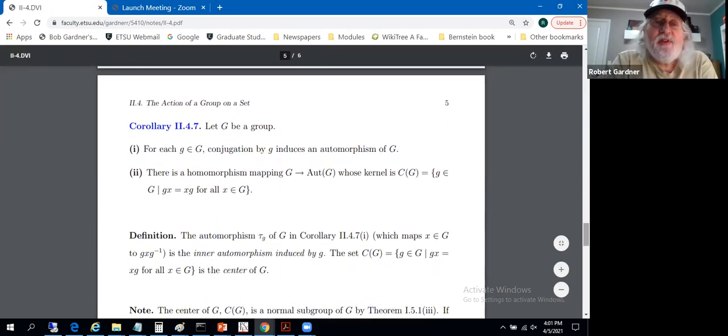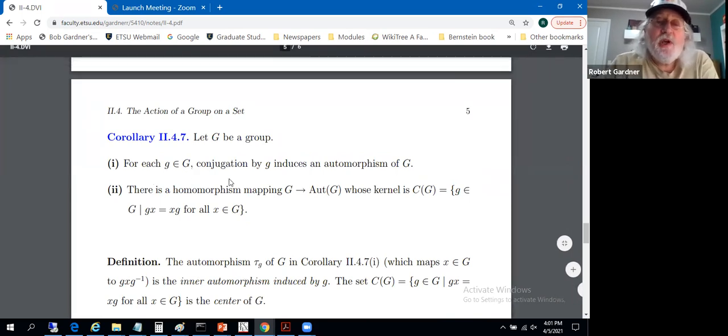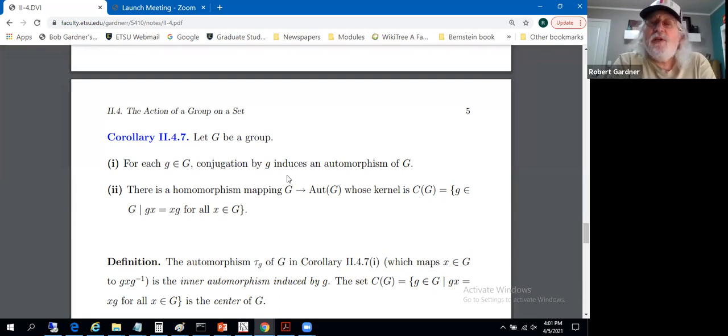Corollary 2.4.7, again, a corollary to that theorem 2.4.5, says let G be a group. If we take an element of group G, lowercase g, conjugation by that element induces an automorphism of group G, and there's a homomorphism mapping group G into the automorphism group of G, whose kernel is capital C of G, that's all elements lowercase g in group G such that gx equals xg as x ranges over all of group G.